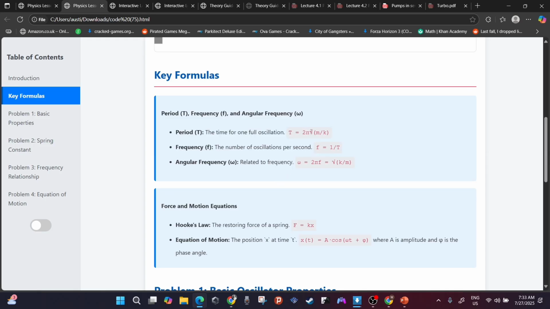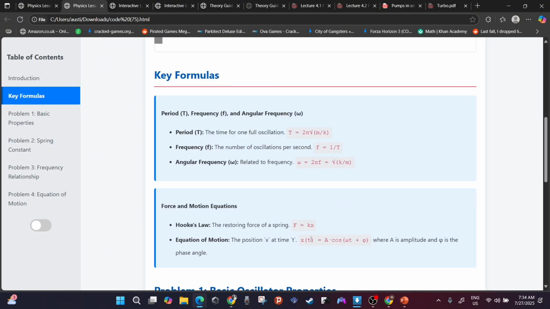So you may notice something interesting, right? We see that the period is equal to 2 pi square root m over k. So what does that tell us? It tells us that the period is actually 2 pi over omega. You guys see that? So basically it's the same as 2 pi times square root m over k. Does that make sense? But yeah, that's basically how it is.